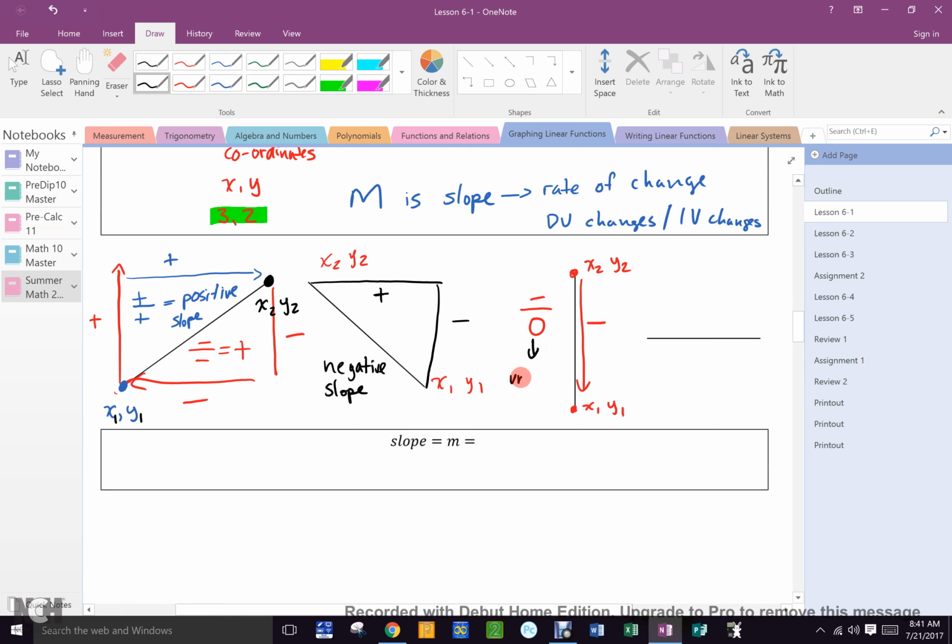Is that x1, y1 and x2, y2? Okay. What's the change from y2 to y1? Did I go up or down at all? No. So that's 0 divided by what? How did I get from x to x? By going right, which is positive, right? So I had 0 divided by a positive number. Can I divide 0?